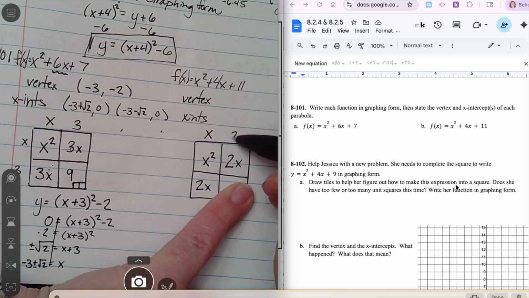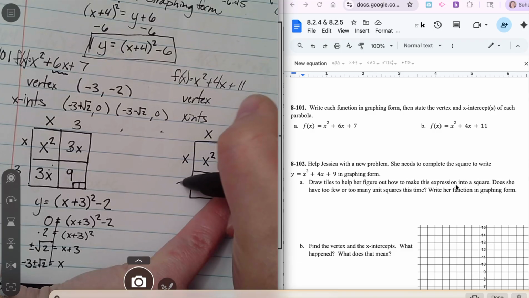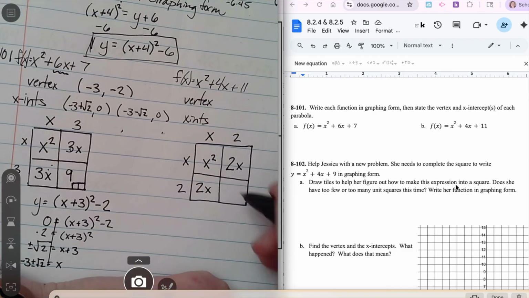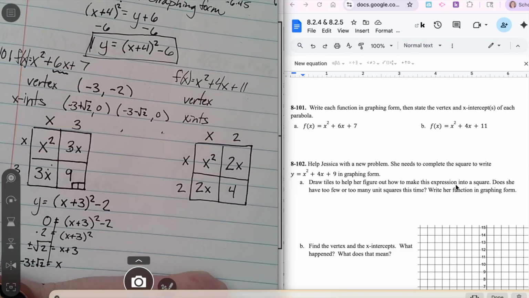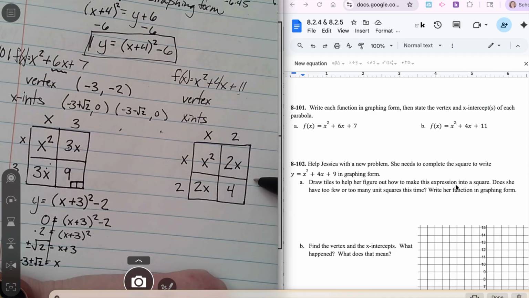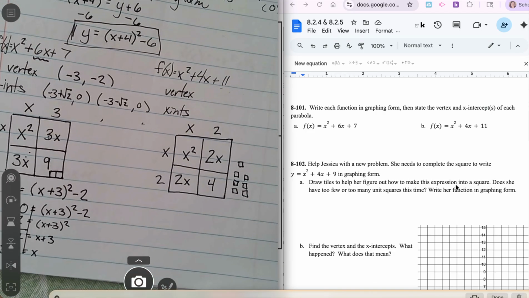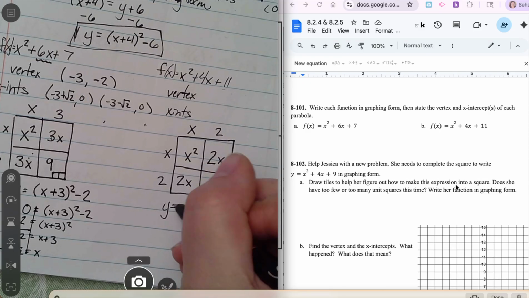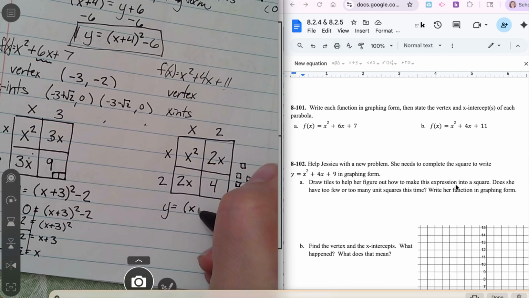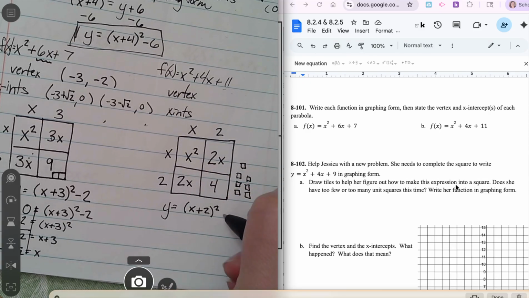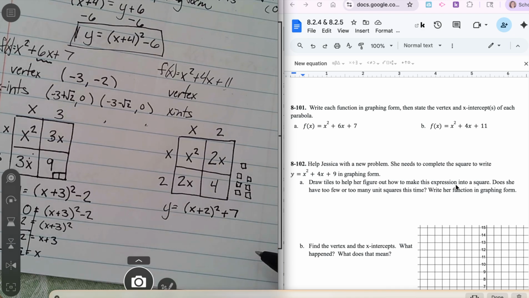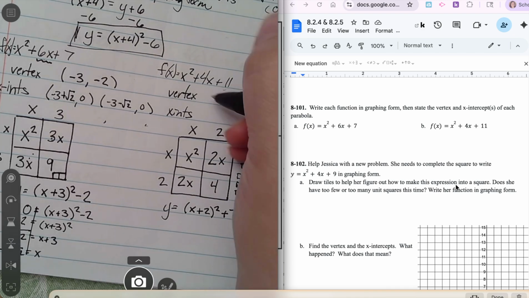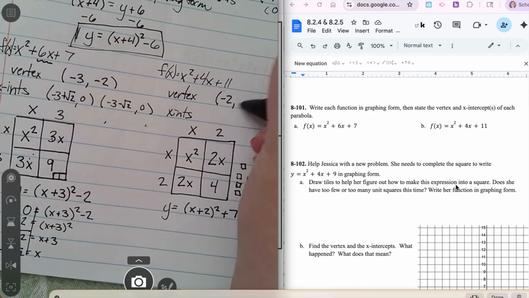I'm going to fill out the sides of the box. And that would force me to get 4 tiles here, but I actually needed 11. So I actually have 7 extra little tiles sitting off to the side. So how I would write that is y equals x plus 2 squared plus 7 extra little tiles. So my vertex is at -2, 7.